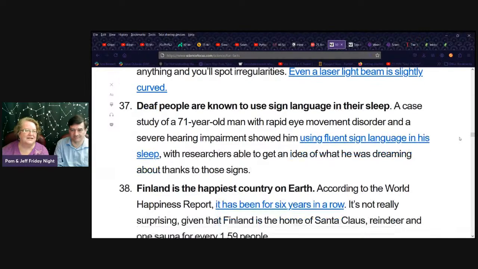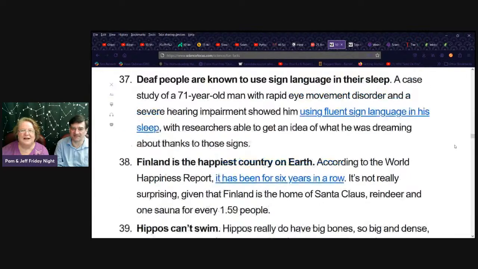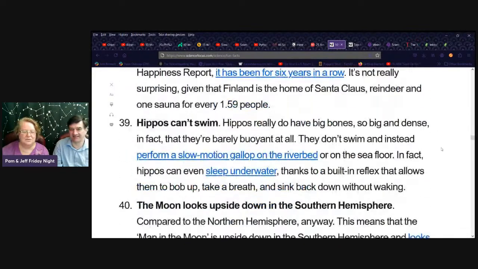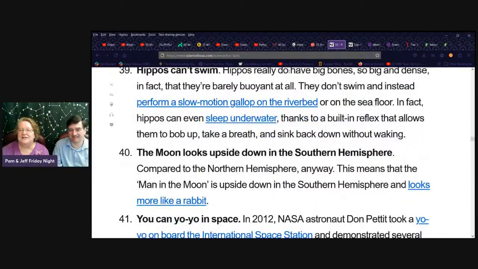Oh, this is wild. Deaf people are known to use sign language in their sleep. Huh, didn't know that. Yeah, and it's actually like fluently. Studies of a 71-year-old man with rapid eye movement disorder and severe hearing impairment showed him using fluent sign language in his sleep. So they get an idea of what he was dreaming. Mm-hmm. Or what he was saying in the dream. Yeah. Hippos can't swim. I'm going to let you look up the rest of those, folks.